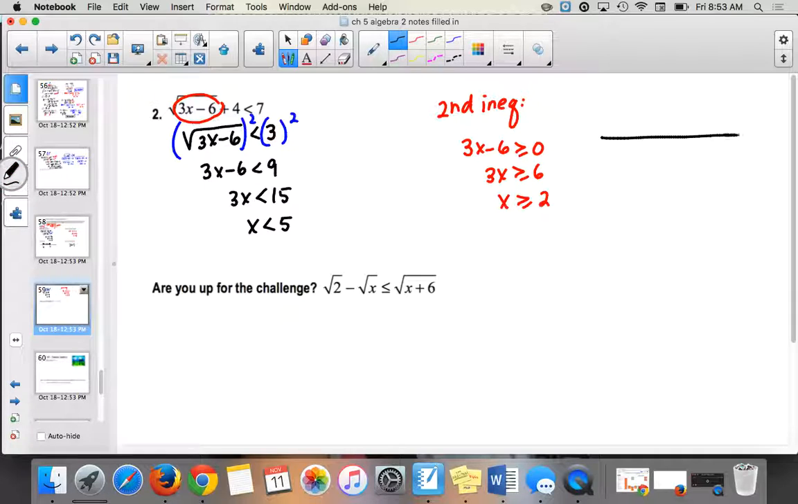And then we do a number line with both of those things being true. So we say we have to be greater than or equal to 2. But now our sign from the next one is less than. So what do I do here? Less than, open circle, less than 5. And they overlap in the middle, right? So our answer is bracket 2, comma 5, parenthesis. That's the answer.